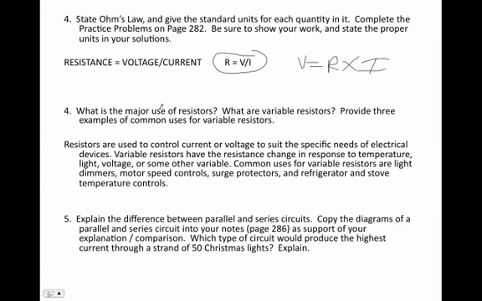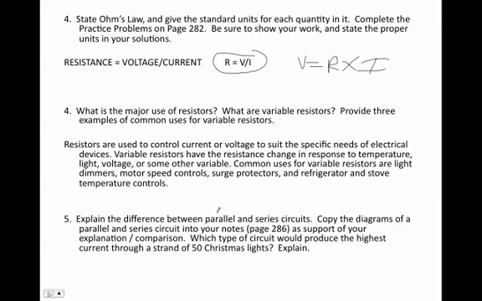What are the major uses of resistors? Resistors are used to control current or voltage to suit certain needs. Variable resistors have the resistance change in response to temperature or light, voltage, or some other variable. Common uses are light dimmer switches, motor speed controls, surge protectors, refrigerator and stove temperature controls.